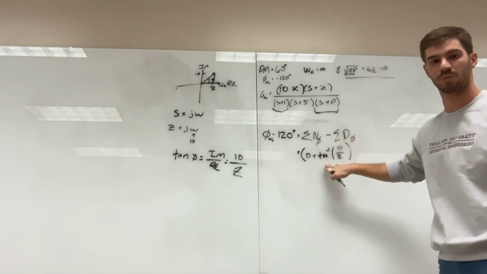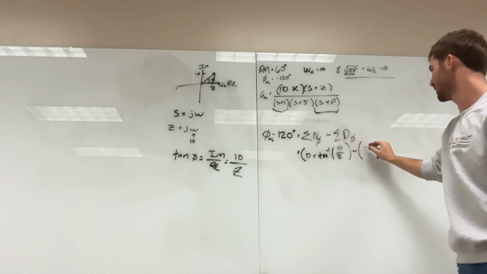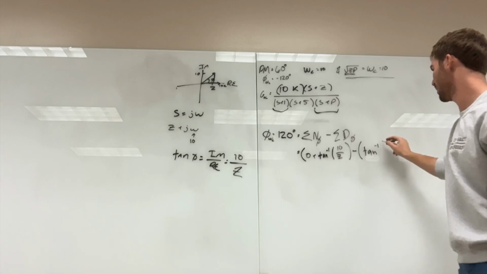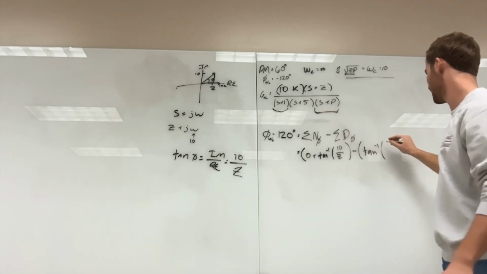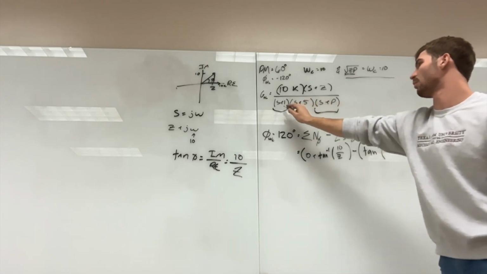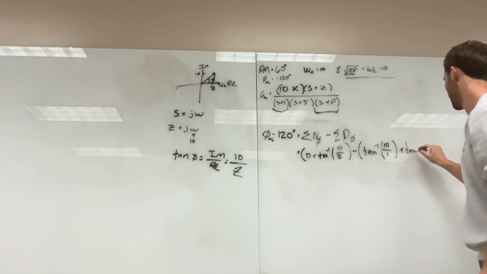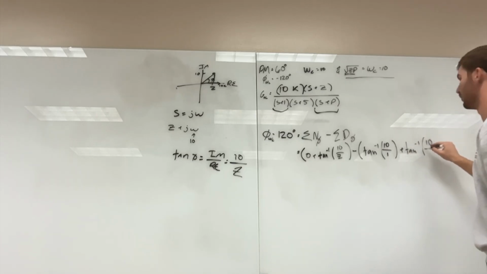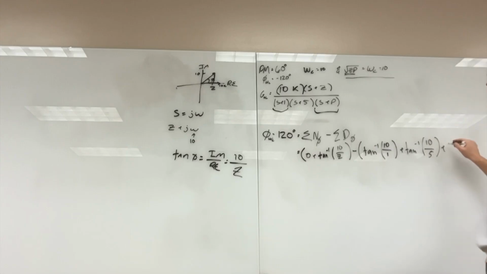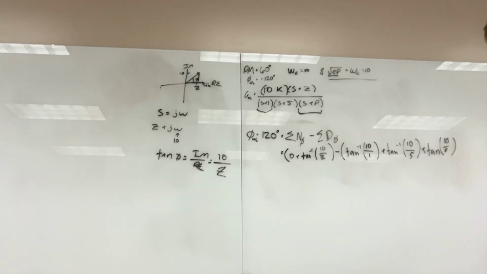That's your numerator term. Now you'll do minus the sum of all the denominator terms. So you'll get tan negative 1 of the imaginary term, which is 10, over the real term, which is going to be 1, 5, and p. So we'll do 1 plus tan negative 1 of 10 over 5, plus tan negative 1 of 10 over p. Can you see this? Not sure. Can you see that? Yeah, just barely. Sorry, my handwriting's not amazing.